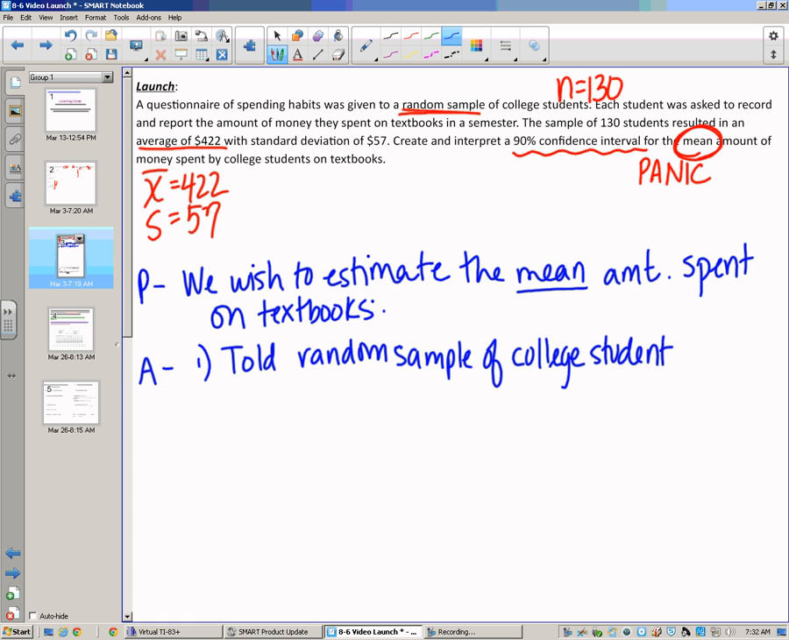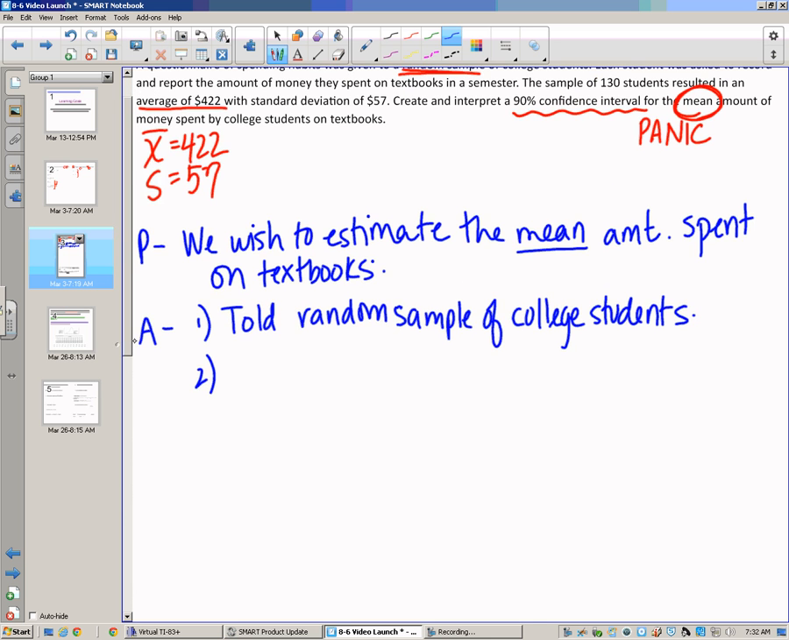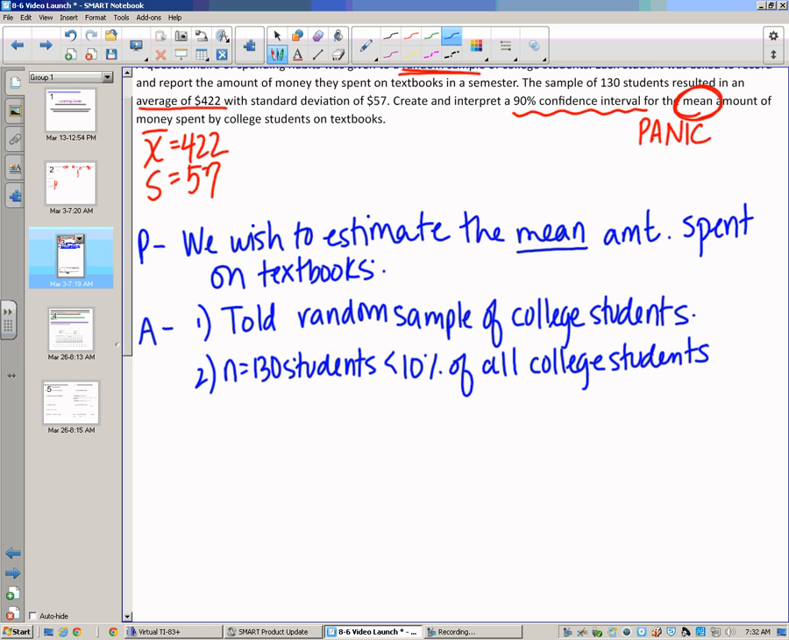We need to check independence. So our next one, we're going to say something like n equals 130 students is less than 10% of all college students. So assume independence. That means that how much someone pays doesn't affect how much somebody else pays for textbooks.